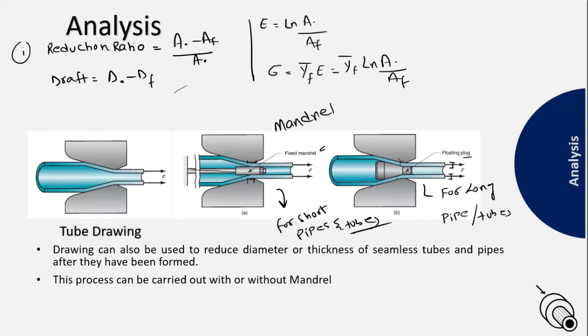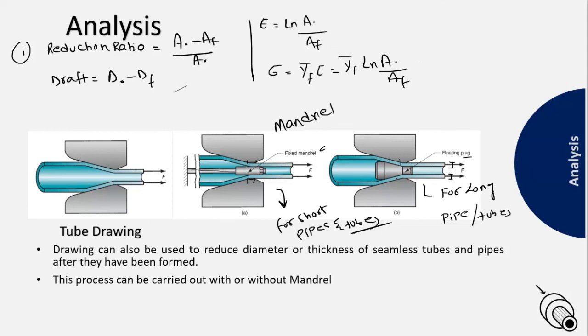So that's all for the bulk deformation process, and it's also the end of chapter number 19. In this chapter we have discussed rolling, we performed analysis and numerical problems, we discussed forging and its types, and extrusion, as well as wire and bar drawing. In the coming live session I will try to make a chart for you to summarize all these four processes on a single page, so that you can easily remember each and every aspect of the process.